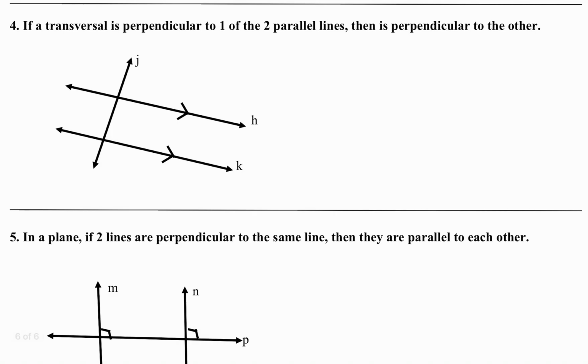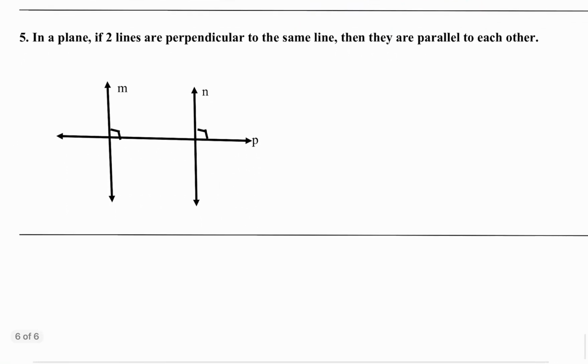So, if we have a transversal, remember a transversal crosses two lines in the same plane. If a transversal is perpendicular to one of the two parallel lines, then it is perpendicular to the other. So what this says is if we know this, then we know that both lines are going to be perpendicular. Okay? If we know that one of them is perpendicular, then we know that they both are. This applies if they are both parallel lines. So we have parallel lines cut by a transversal. One of them is perpendicular, then the other one has to be. Okay? That wouldn't be too hard to prove, but we're going to just use it and keep going.